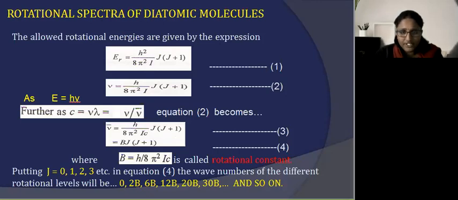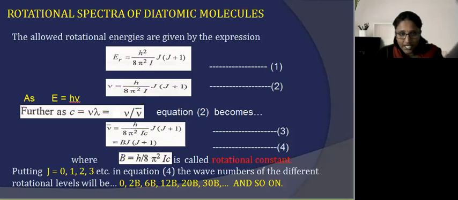Since all these are constants, like Planck's constant, pi which we know is 3.14, moment of inertia, and velocity of light, we take this as the rotational constant. So the final equation in terms of wave number is equal to B J into J plus 1, where J is the rotational quantum number, the rotational energy level, and B is the rotational constant.